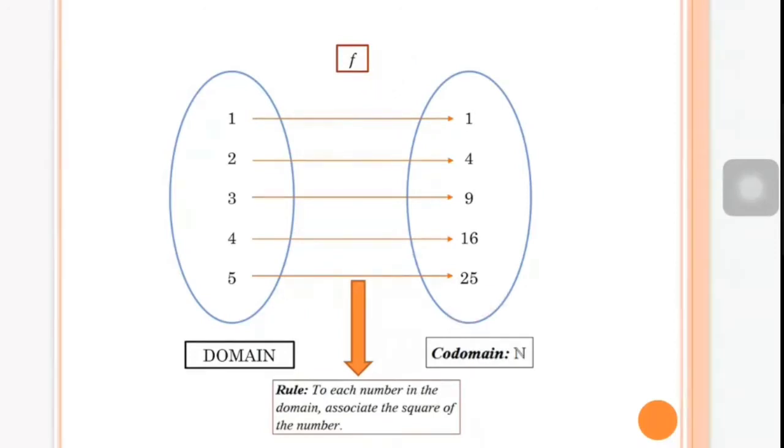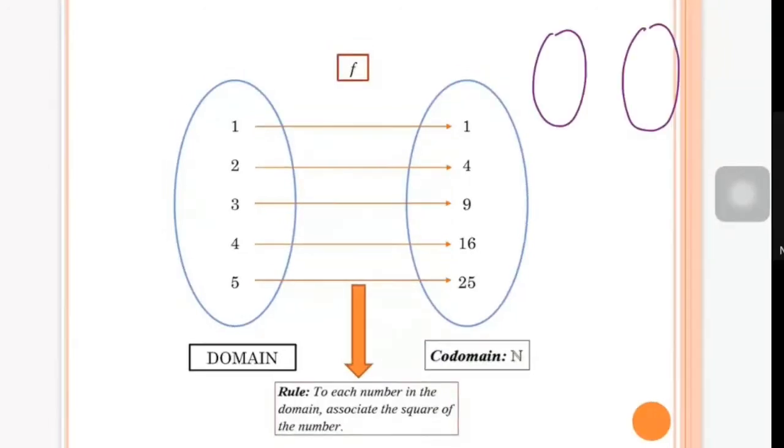What is the difference between codomain and range? This is the domain, and this is the codomain. What is the range? Let's say you have here A, B, C, and then it maps to 1, 2, 3, 4.